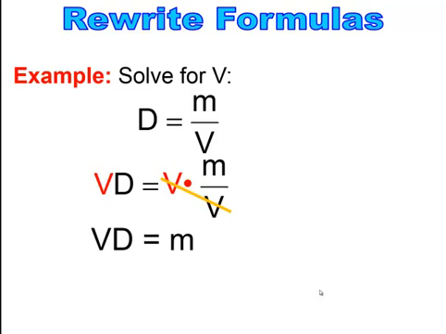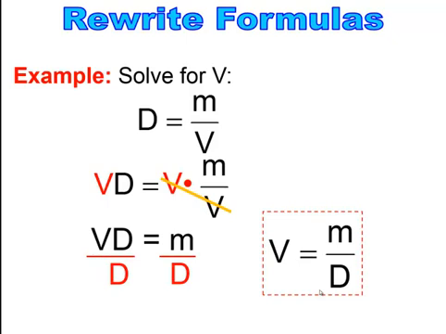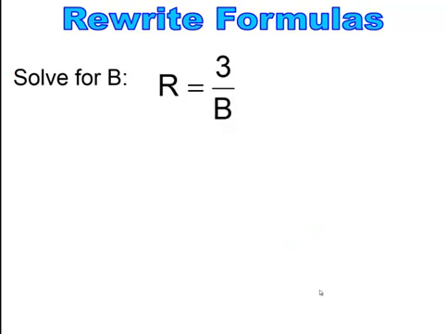Now I can actually get v by itself. Now I'm going to divide through by d, and I'll have my new formula. My formula for v would equal m divided by d. Pause and try.